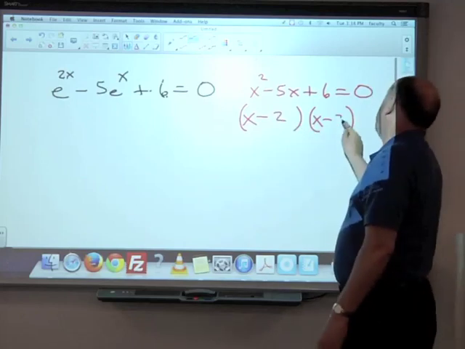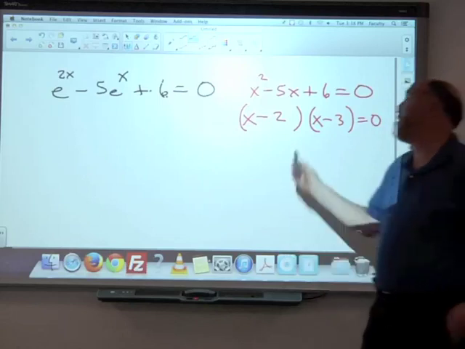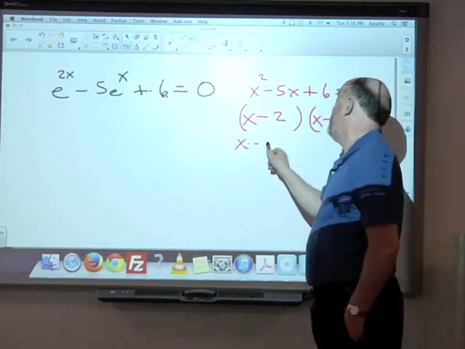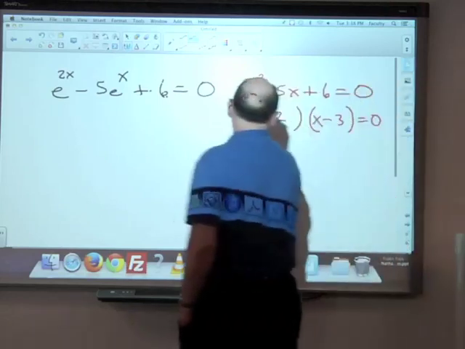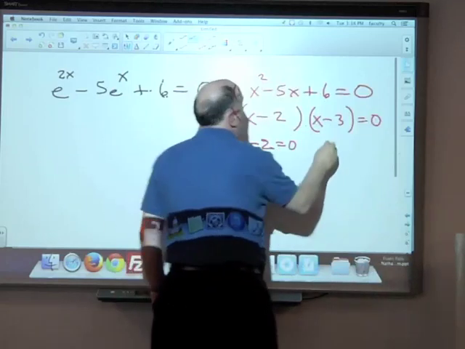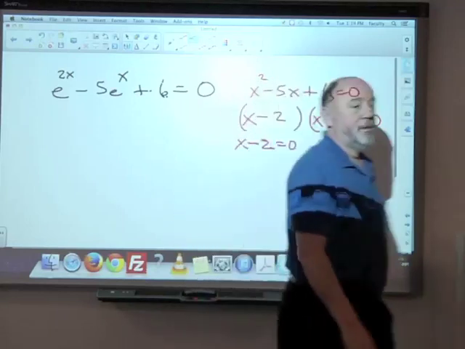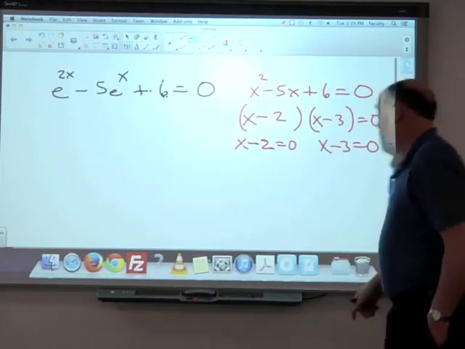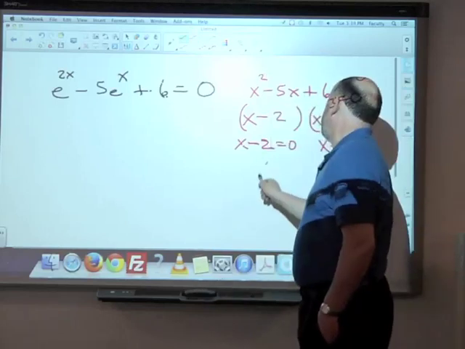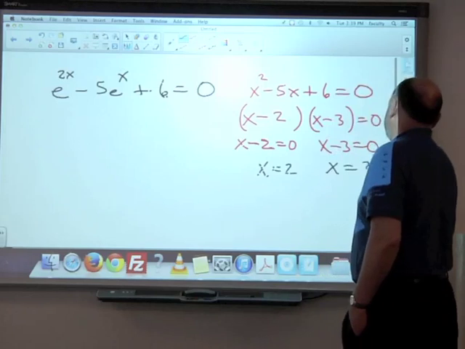So 2 and 3, and this equals 0, which meant that either the x minus 2 had to equal 0, or the x minus 3 had to equal 0. And so here we ended up with either x was 2 or x was 3.